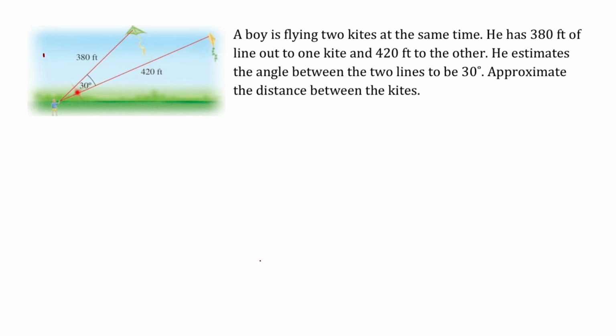And he estimates the angle between them to be 30 degrees. So we want to approximate the distance between the two kites. We haven't seen this one yet, but what I'm going to do is just draw a little line here. So that makes a triangle, and we have side, angle, side.